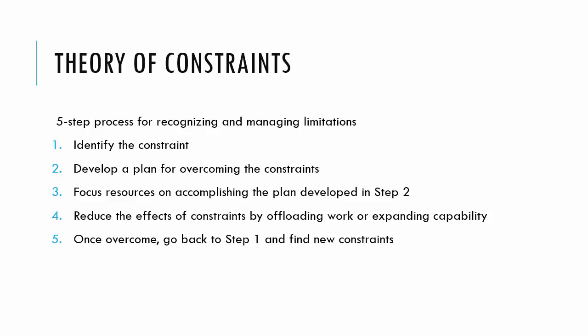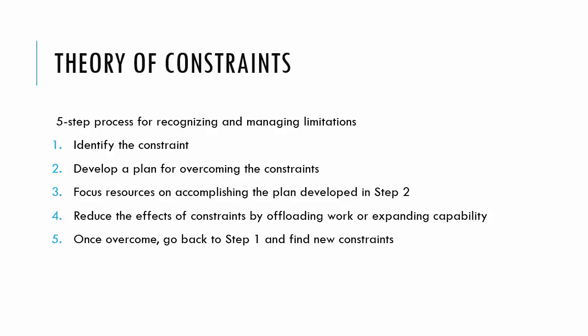After we've completed the capacity analysis, we have probably identified the bottleneck. Then we can utilize the theory of constraints to help us get better. It is a 5-step process for recognizing and managing limitations. First, identify the constraint. What is it that's stopping us from producing more? Number 2, develop a plan for overcoming the constraints. That plan might be simple or quite complex.